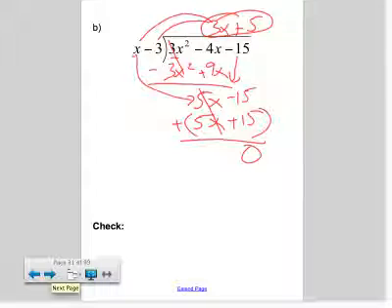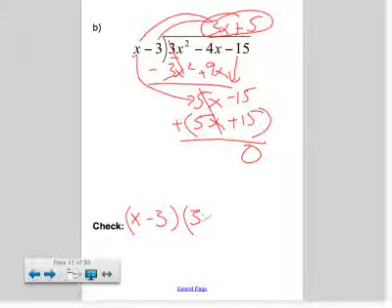Okay. Again, double check. Take your divisor, okay, the thing we were dividing. So x minus 3. Multiply it by your solution.